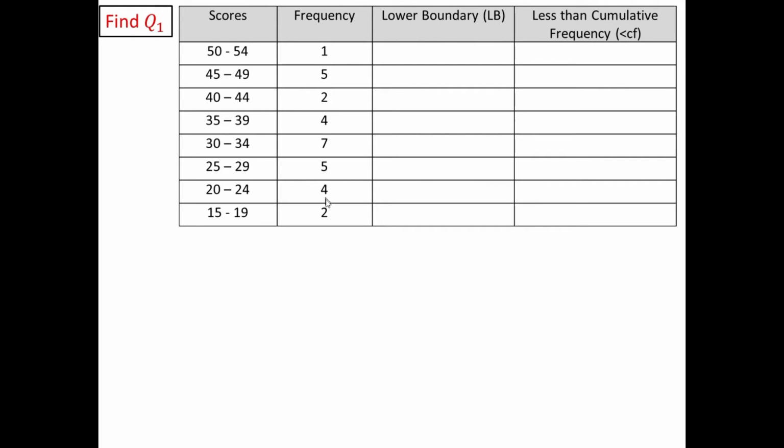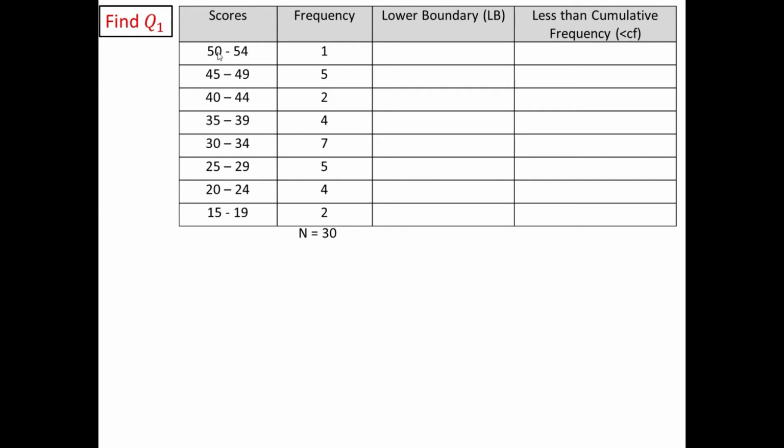Ngayon, i-total muna natin yung ating frequencies. Pagpa-plus-plusin natin to. So 1 plus 5 plus 2 plus 4 plus 7 plus 5 plus 4 plus 2. When we get the total, n equals 30. So kunin natin ang lower boundary. Para makuha natin ang lower boundary, magma-minus tayo ng 0.5 sa bawat lower limits dito.